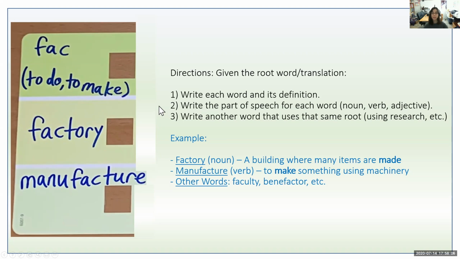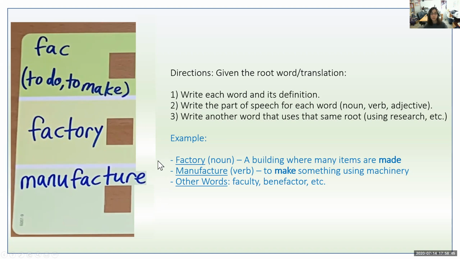After that, you'll write the part of speech for each word. So whether it's a noun, meaning a person, place, or thing, or whether it's a verb, which is an action or state of being, or if it's an adjective, meaning that it describes something. Maybe it helps enhance a noun, things like that. Okay, so you'll write the part of speech, and then your last step is to write another word that uses that same root. So you can use research for this, or a dictionary, or a similar resource. I know that was a lot of information, so I'm going to show it through an example. You won't have to do this one because you'll have other ones.